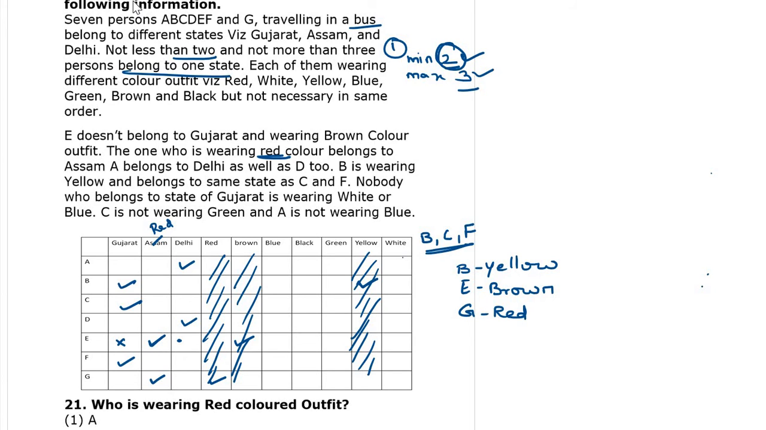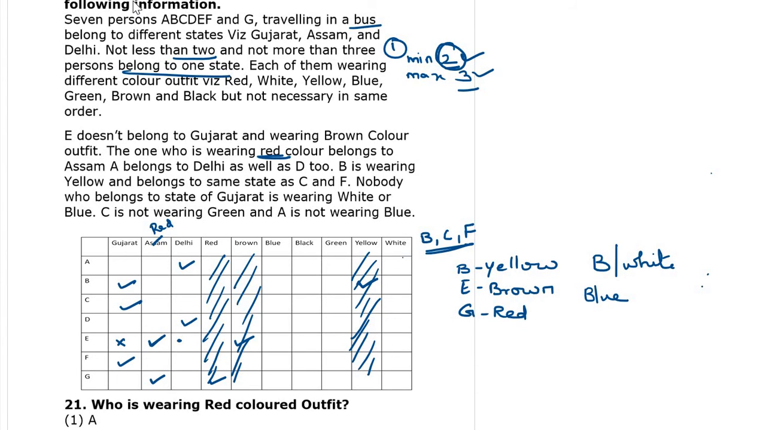B is wearing yellow and belongs to the same state as C and F. Okay. Nobody who belongs to the state of Gujarat is wearing white or blue. Who is in Gujarat? E and G. E and G are not wearing white or blue. Okay. That one we will find out. C is not wearing green. A is not wearing blue. So now we need blue, black, green, yellow. First I am going to consider blue and white. Okay. First I am taking blue color.